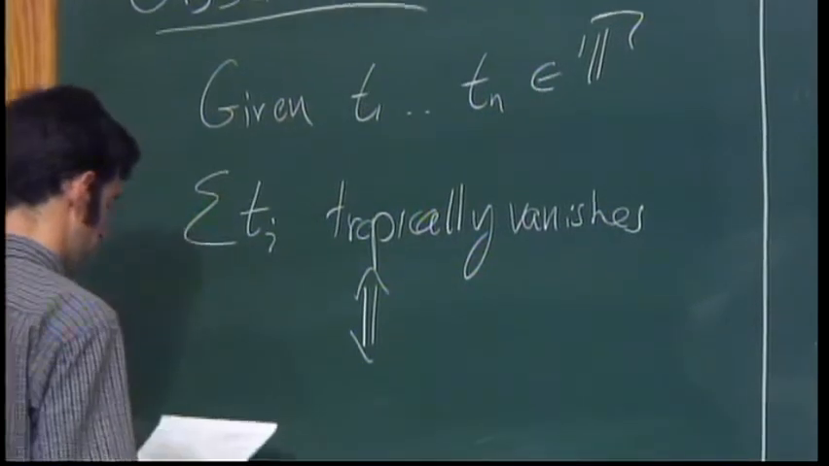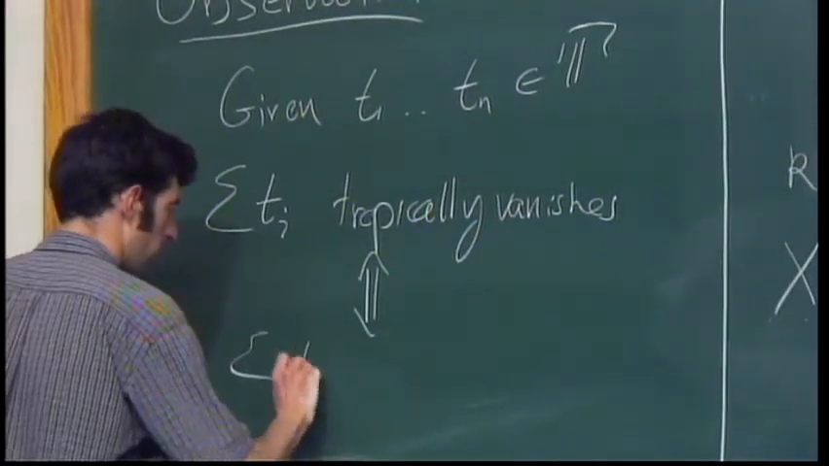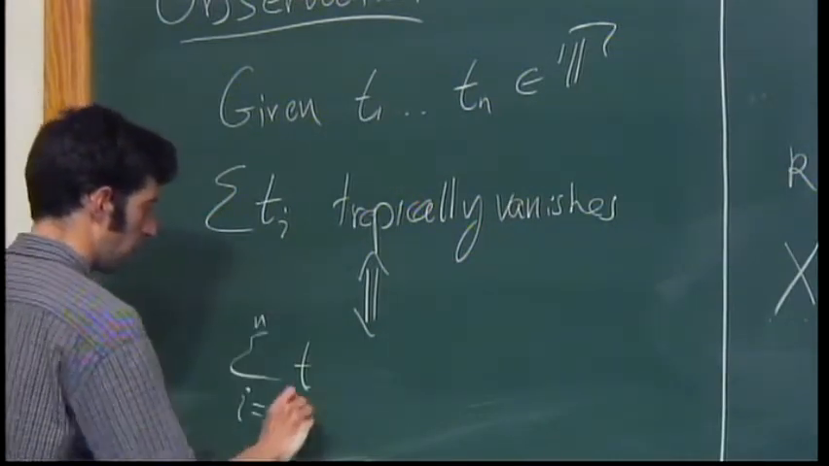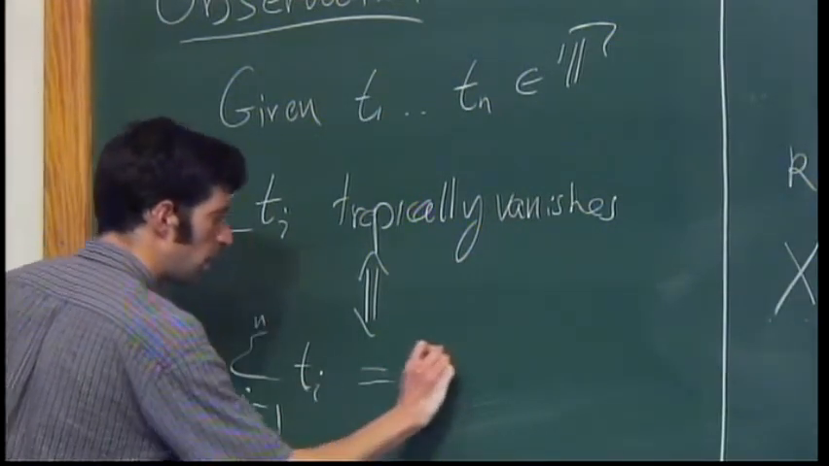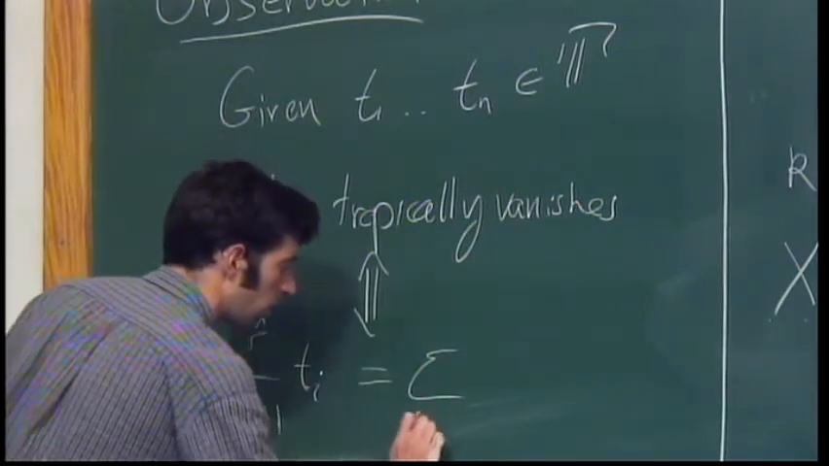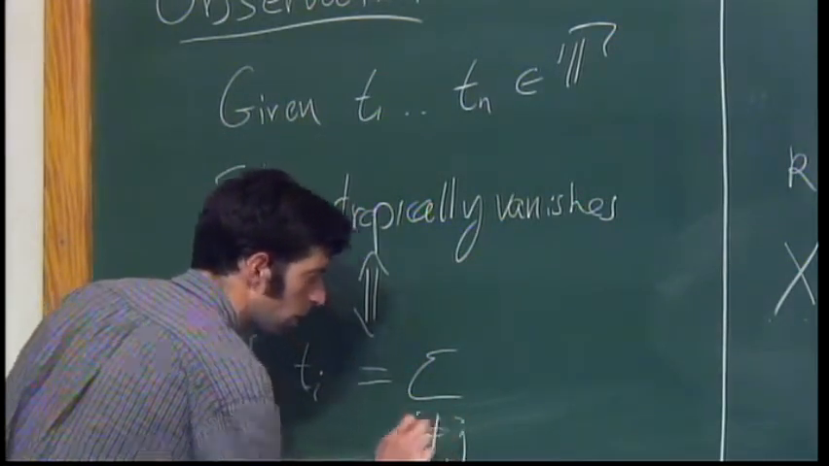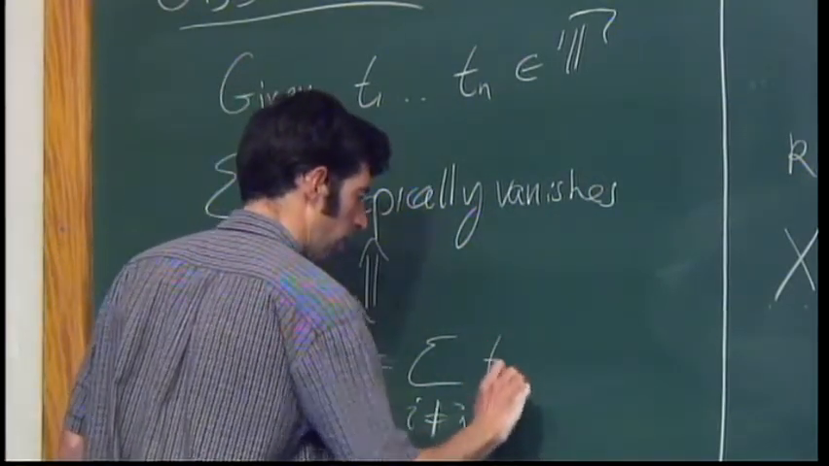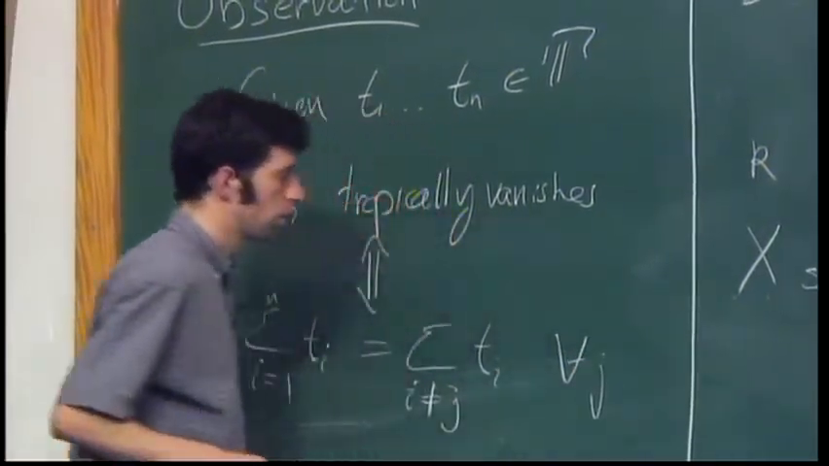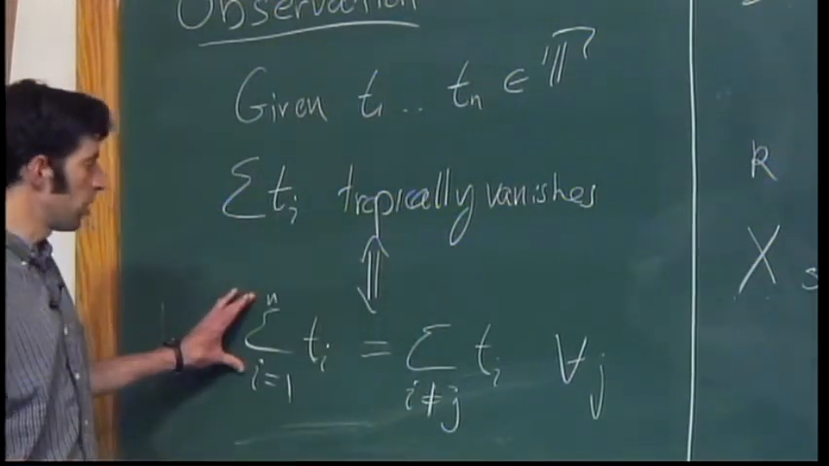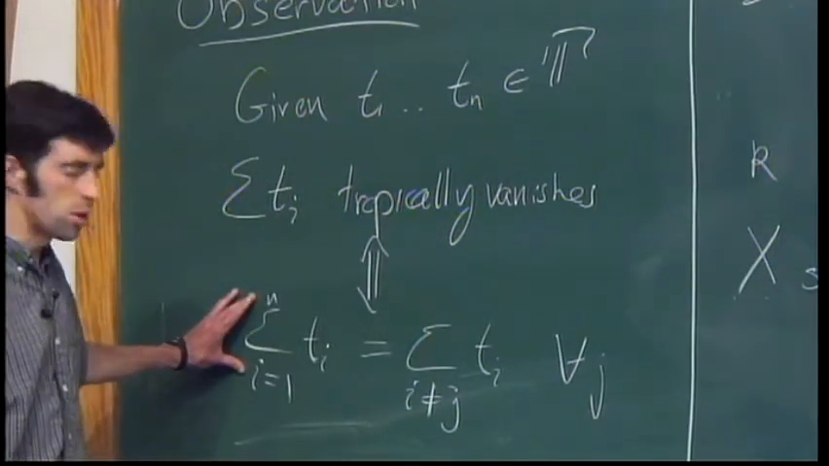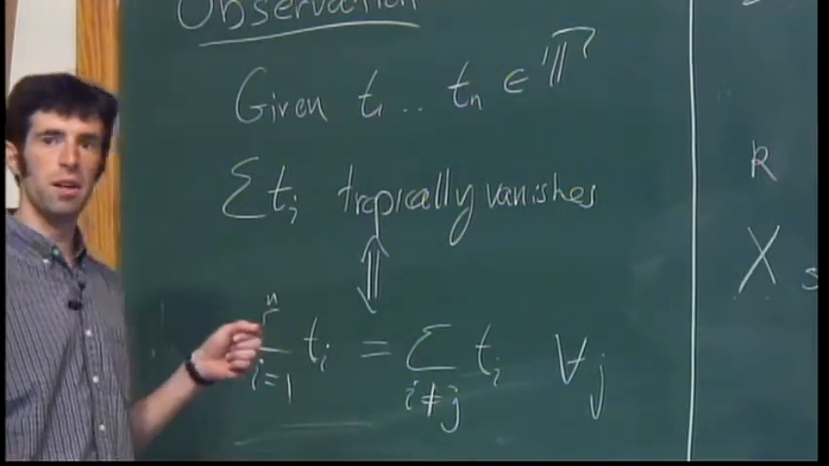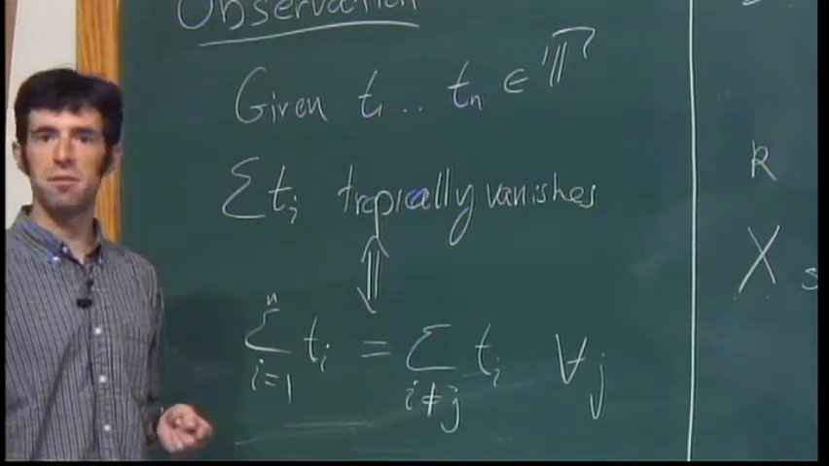if and only if the sum over i from 1 to n of Ti is equal to the sum over i not equal to j of Ti, and this is true for all j. So if I sum up all the Ti's, then I have to get the same result as if I sum up all but one of them. If I leave out one of my numbers from the sum, I don't change the value of the sum.